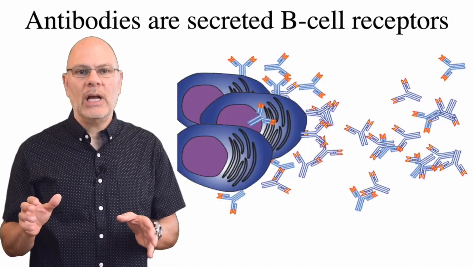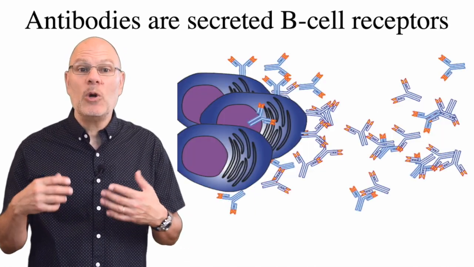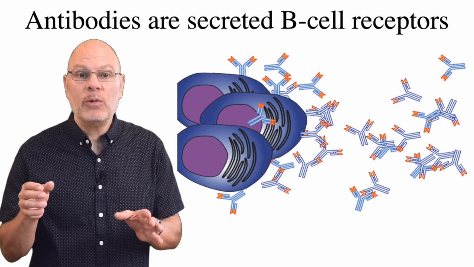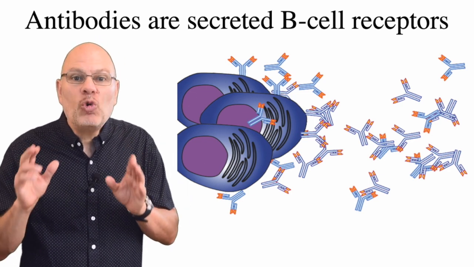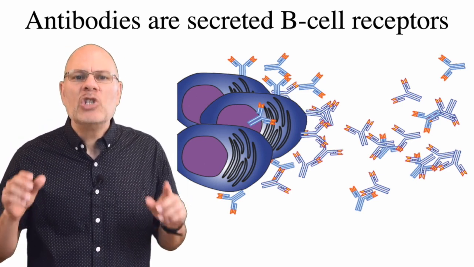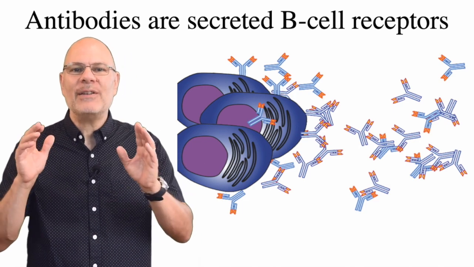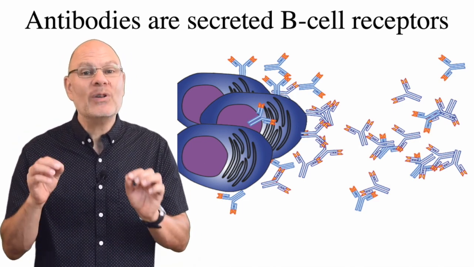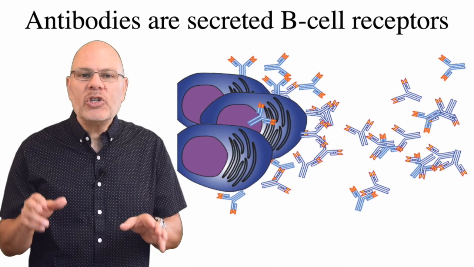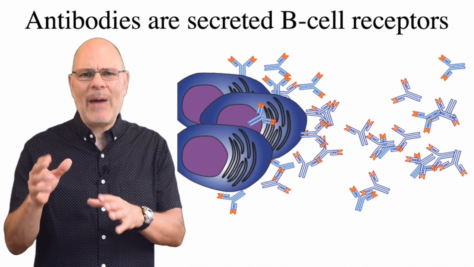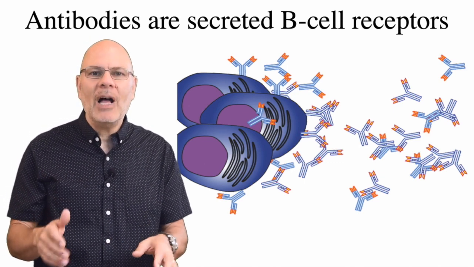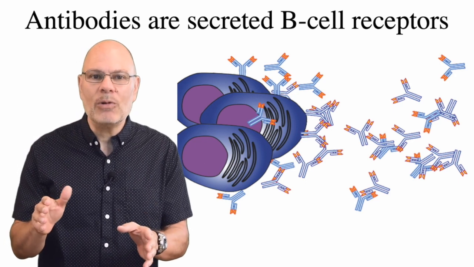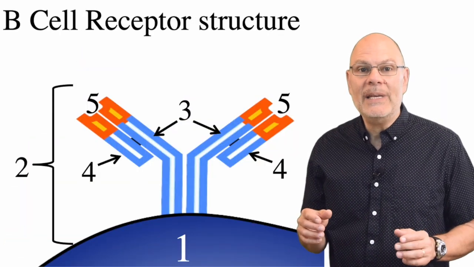Here's a very important concept. B cells, as part of the immune response, secrete their receptors into the blood. These secreted receptors are antibodies. So when we talk about antibody specificity, we're also talking about receptor specificity. Also, I want to point out that what I'm saying about B cell receptors also applies in large part to T cell receptors. Let's start with the B cell receptor.